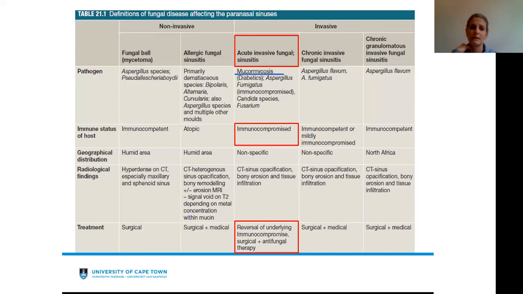The other important thing is that the immune status of the host in acute invasive fungal sinusitis is immunocompromised. In a lot of the other fungal sinusitis, you can actually have fungal sinusitis in immunocompetent patients, but certainly with invasive fungal sinusitis, it's the group of immunocompromised patients. We'll look a little bit at some CT findings later on. And with regards to treatment, there's a very important component in addressing these patients, and that is trying to reverse that underlying immunocompromised state, as well as surgical and obviously antifungal therapy.